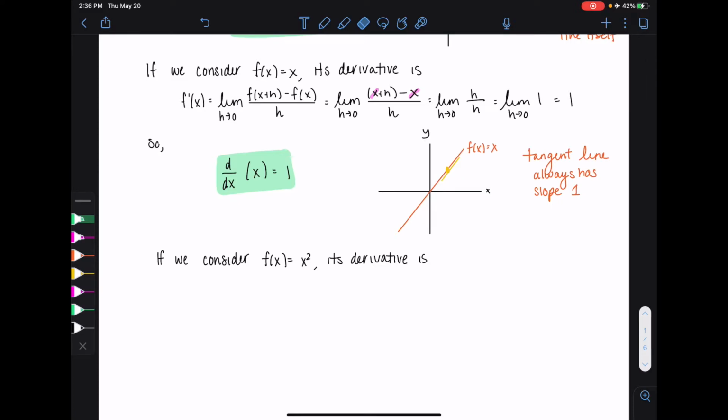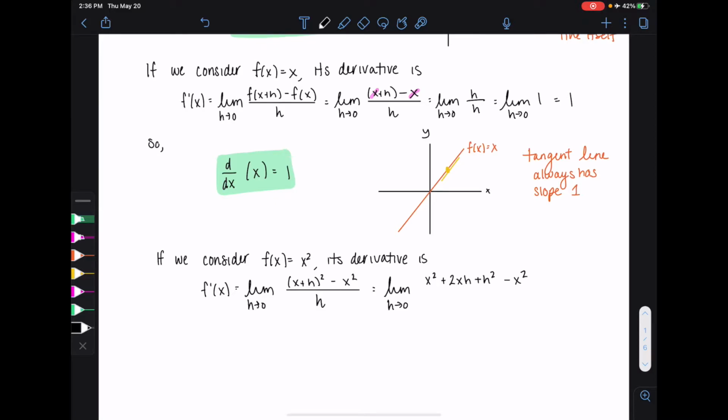Trying to now bump it up a bit because I still don't really see a pattern going on. Let's work with x squared. Its derivative then is the same thing. I'm not going to write that difference quotient again though. So I plug in x plus h to give me x plus h squared minus our original function divided by h. Foiling that out gives us the limit as h goes to 0 of x squared plus 2xh plus h squared minus x squared over h. So our x squareds end up canceling.